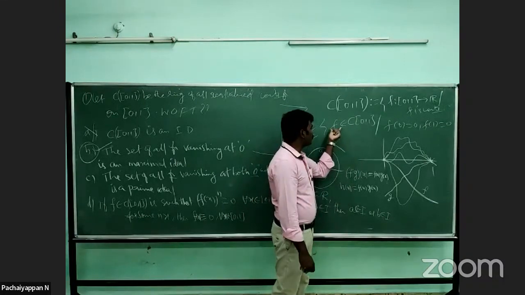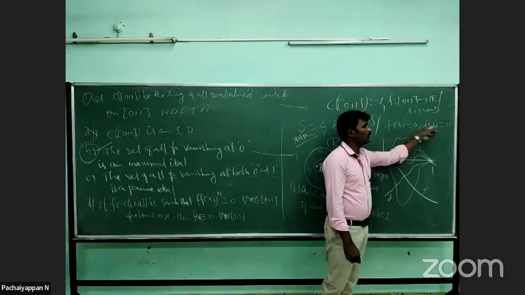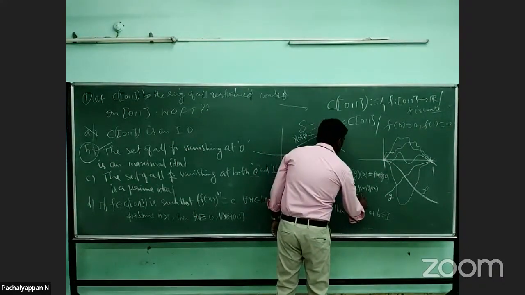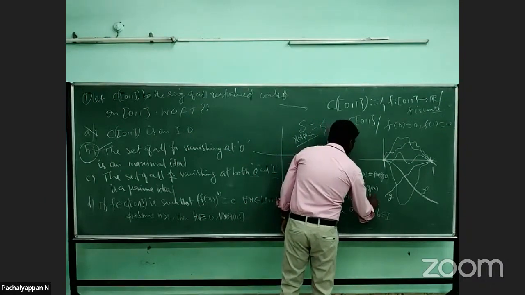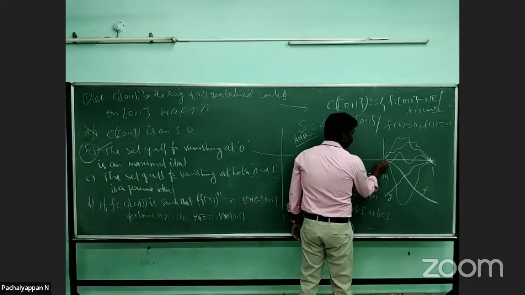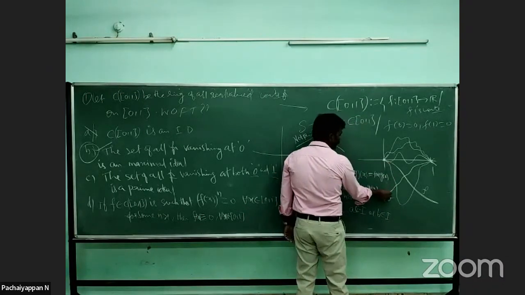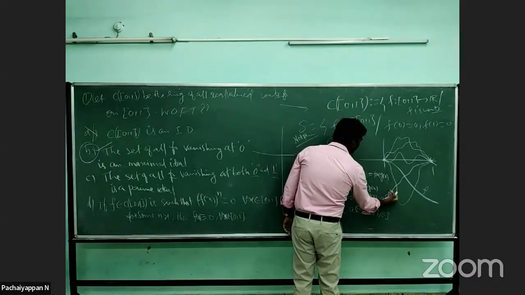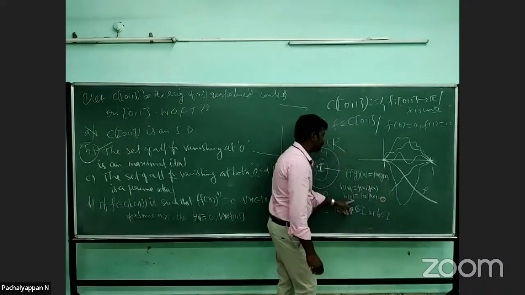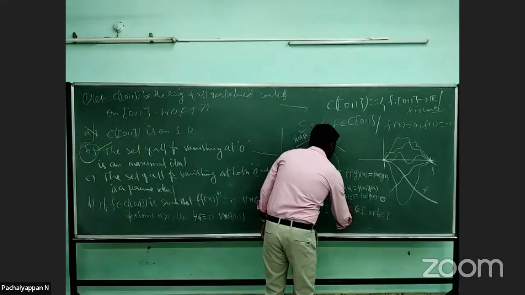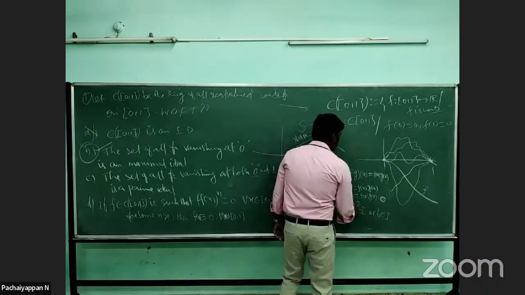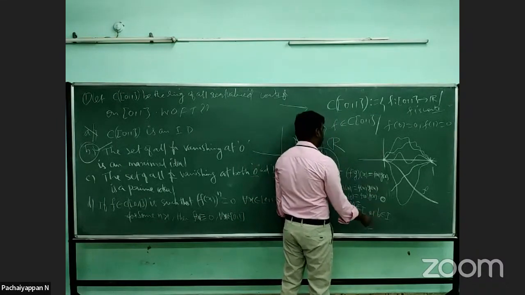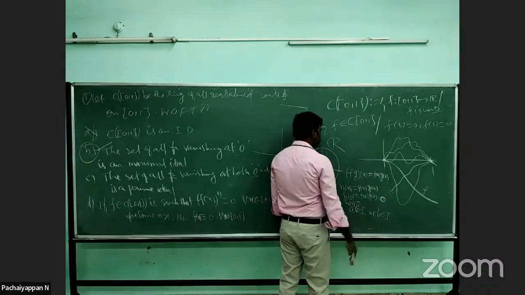If H of X belongs to S, H of X should satisfy these two conditions. Now you have to check here. H of 0 is F of 0 times G of 0. F of 0 is 0, but G of 0 is non-zero. G takes a non-zero value, F takes the value 0. So 0 times a non-zero element is 0. Therefore, H of 0 is 0. What about H of 1? How are we defining H of X? F of X times G of X. F is continuous, G is continuous, so the product is continuous. Therefore, H is continuous. H clearly belongs to C01.